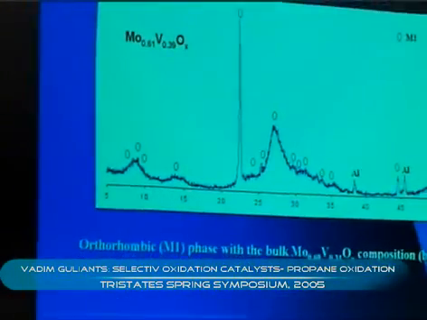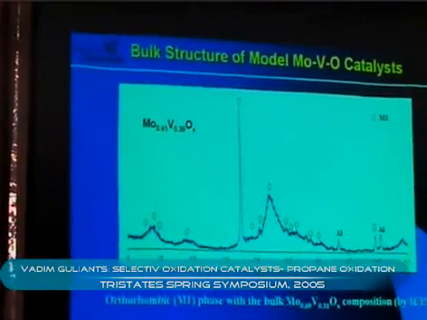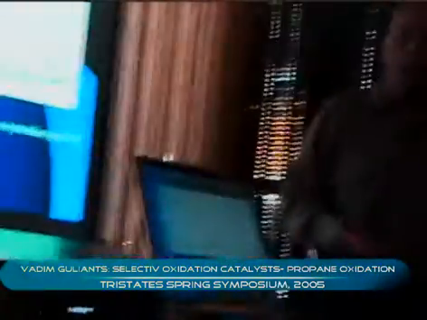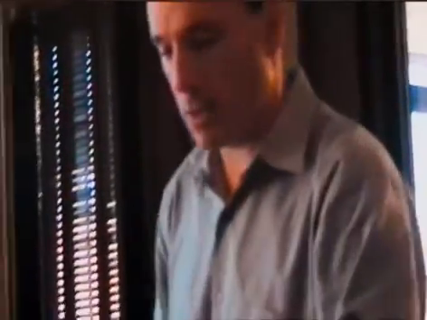What I'm going to be talking about today is our recent work in which we employed a model binary molybdenum vanadium catalyst that is essentially totally unselective to acrylic acid as the matrix, as a support that is modified with respect to the surface concentration of mixed metal oxide species and investigated for selective propane oxidation.